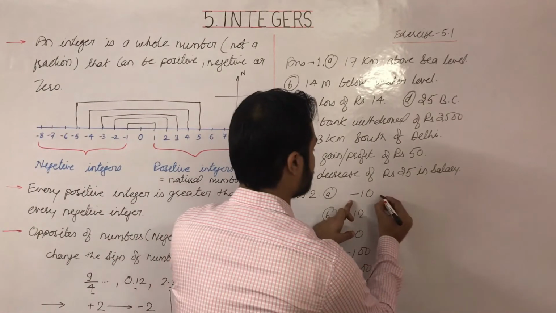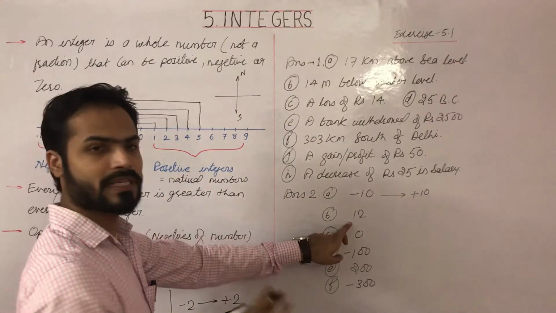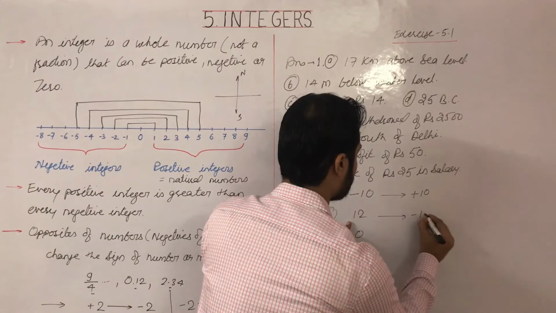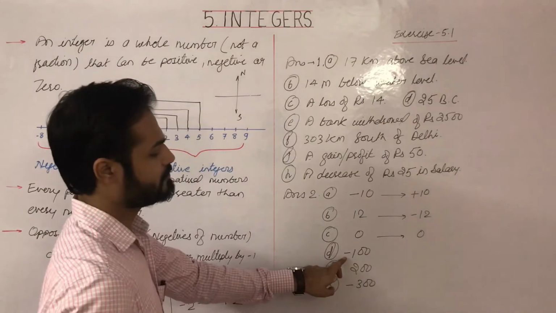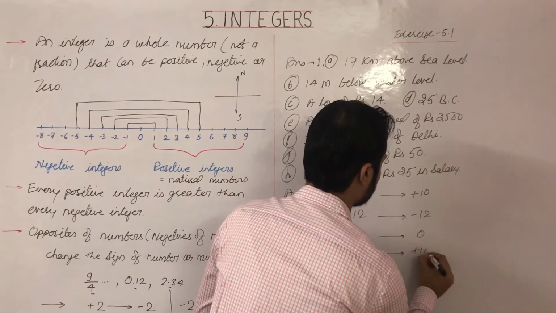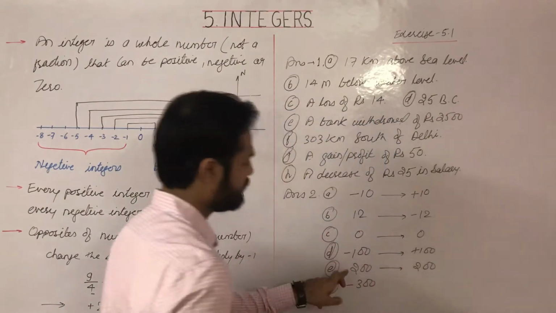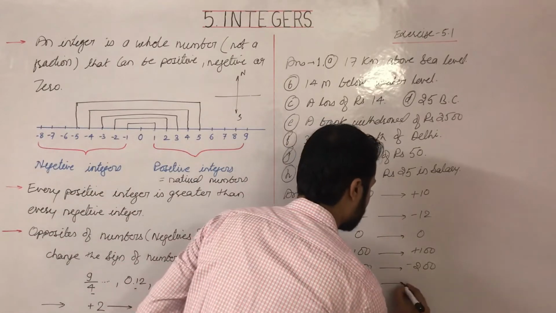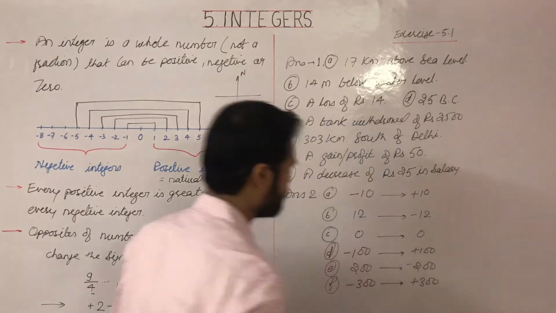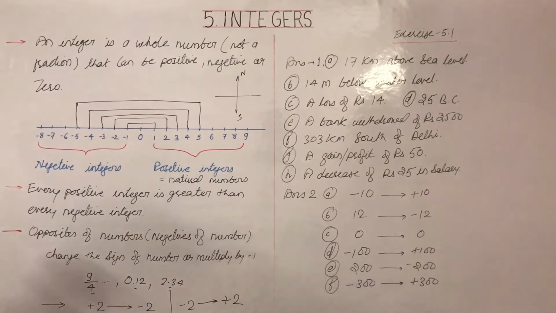Opposite of minus 10, just change the sign, plus 10. Opposite of 12, 12 means plus 12, so minus 12. Opposite of 0, 0 itself. Then opposite of minus 100, just change the sign, plus 100. For 200, here the sign is positive, so here the sign will be negative. And for 300, write 300, here the sign is negative to become positive. So this is the solution of exercise 5.1.